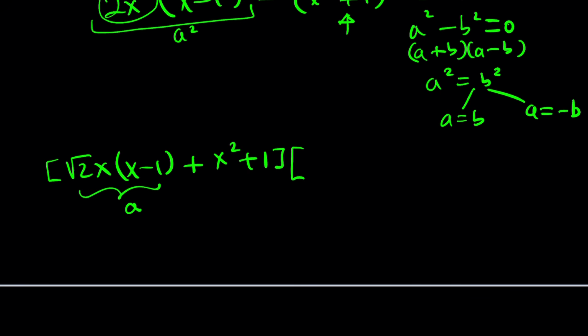Okay, and then the other factor is just going to be square root of 2x times x minus 1, which is a again, minus b. But be careful because b has to be in parentheses, okay? This should be easy, fairly.